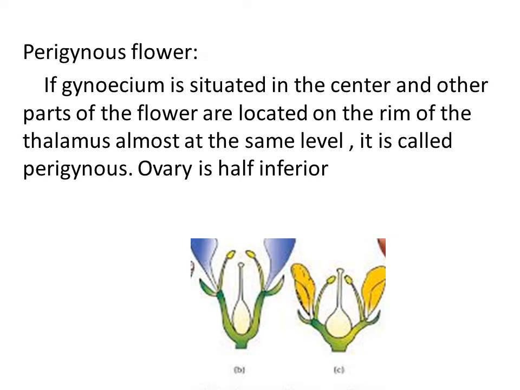So which flowers are showing the perigynous condition? The best examples are rose, peach and plum. In rose, peach and plum flowers, we can see the perigynous condition. What do you mean by perigynous condition? The gynoecium, that means the ovary, is situated in the center and other parts of the flower are located on the rim of the thalamus. So this is the definition of a perigynous flower.